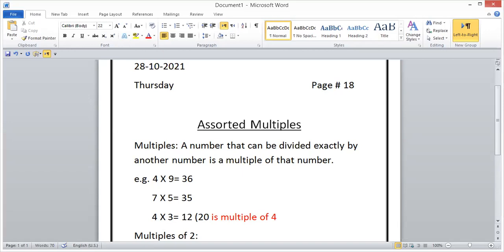But 20 is not a multiple of 3. 20 doesn't come in the table of 3. And it doesn't come in the table of 6. It doesn't come in the table of 7. So in this way, you can find out whether a number is a multiple of 2, 3, 5, or any number or not. Is it clear, guys?